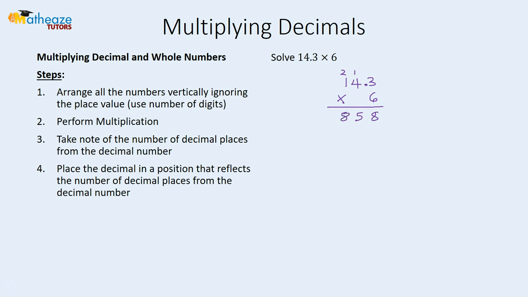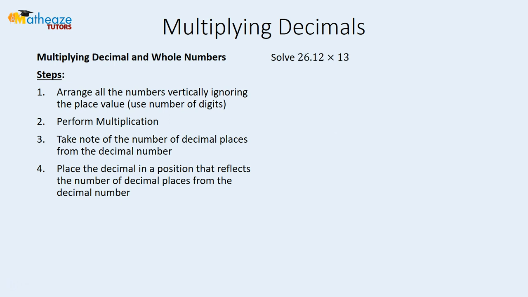So now that you're done, you count the number of decimal places you have. So you have just one decimal place. So you're going to go from here over here and you put your decimal right there. So you have 85.8 as your result.